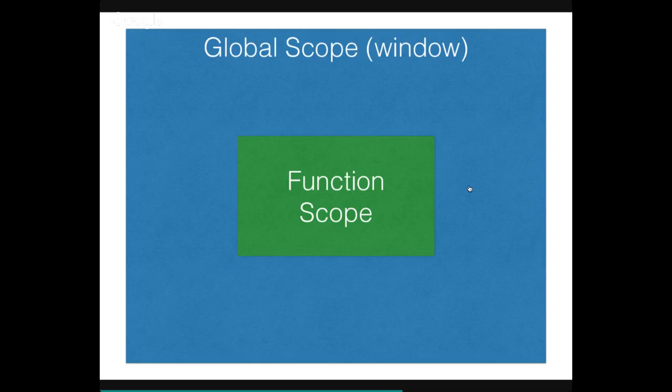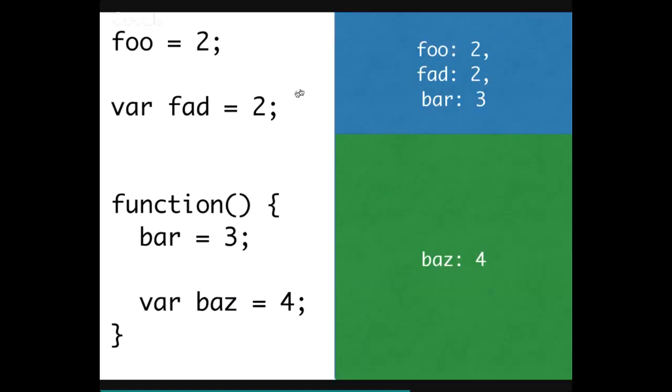But we've discussed scope before, right? A variable is declared in this function scope, where you have global scope. So in this example, foo is global, fad is global, bar, because we didn't give it a var statement here, is implicitly global scope, which is something you want to be very careful with.